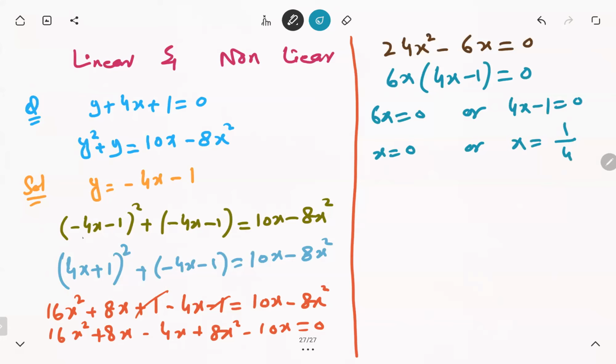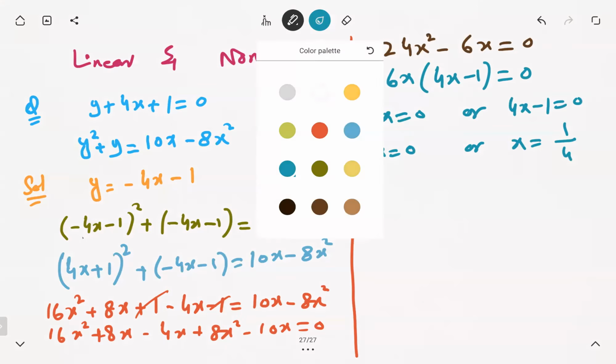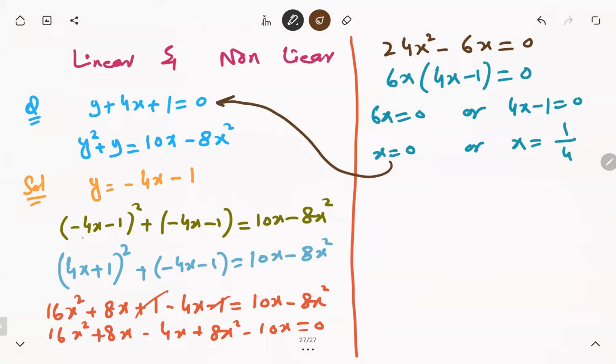So this time, while solving a linear and non-linear equation, we got two values of x. Now use these two values of x to get the values of y as well. You can put x is equal to 0 either in this equation or in this equation, or you can put in the third equation as well where you have made y subject. And it's quite easy to get your answer if you use the third one. So I'm using y is equal to minus 4x minus 1.